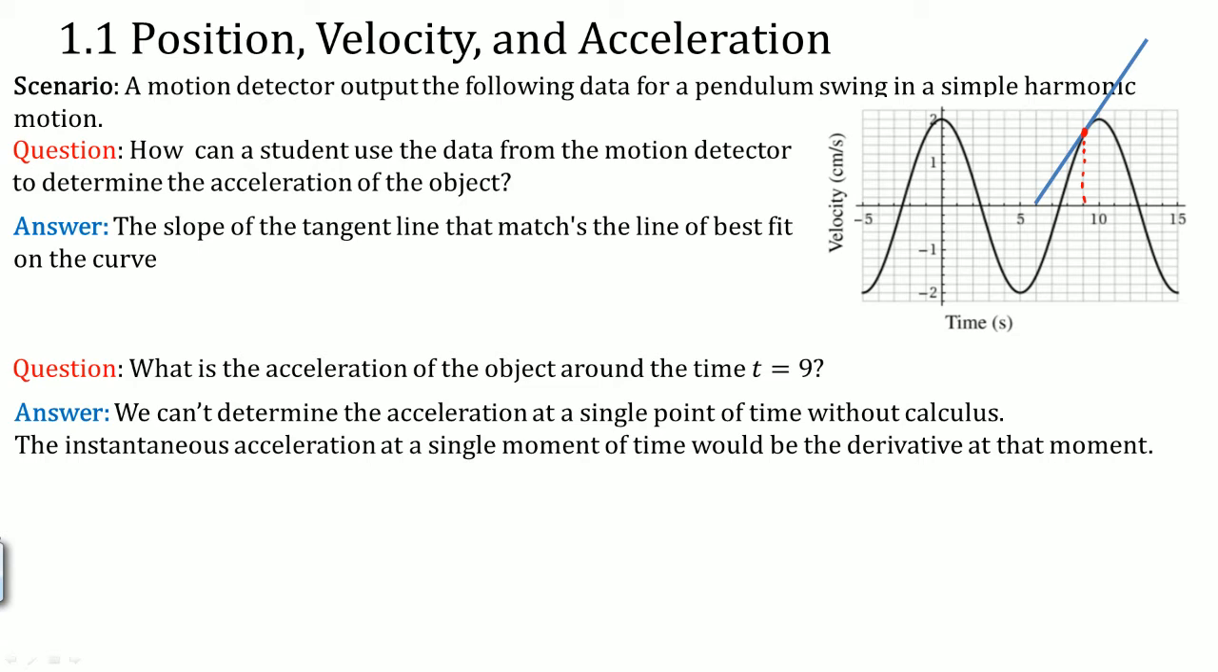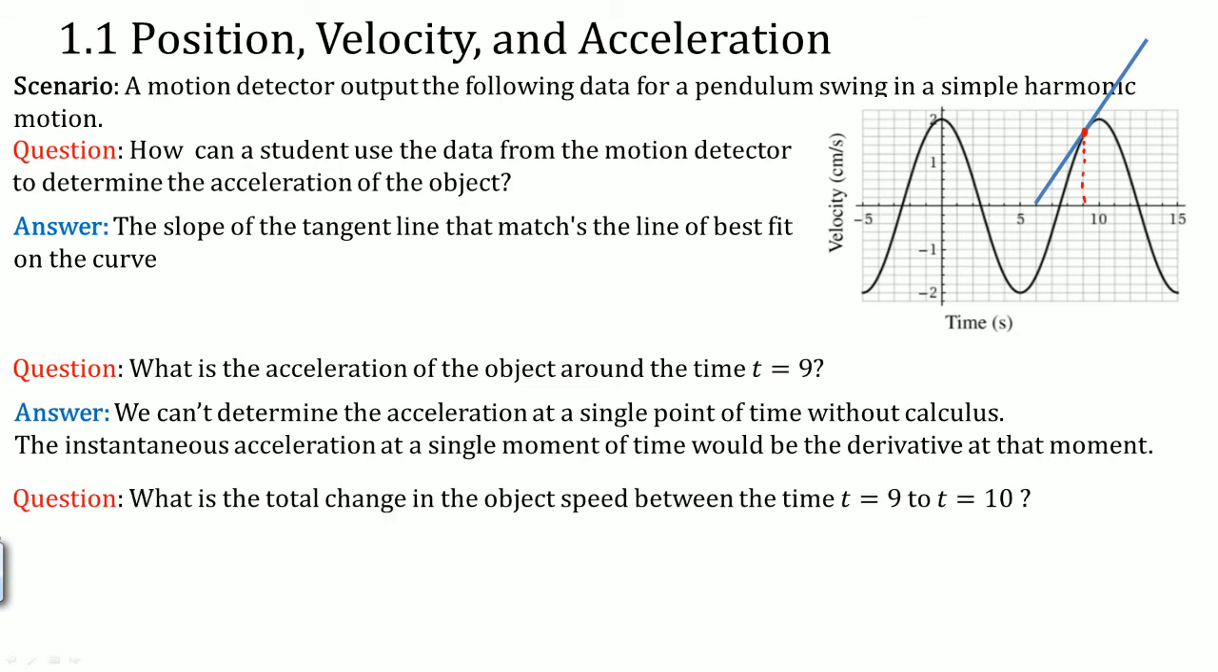What you would need are 2 points. This leads us to our third question. What is the total change in the object speed between the time t equals 9 to t equals 10? Notice here, this is between 2 points. It says here, the total change in the object speed, this language that the question refers to, is just another word for saying acceleration.